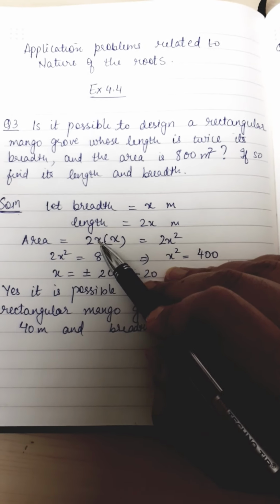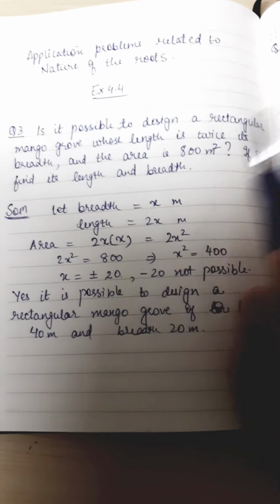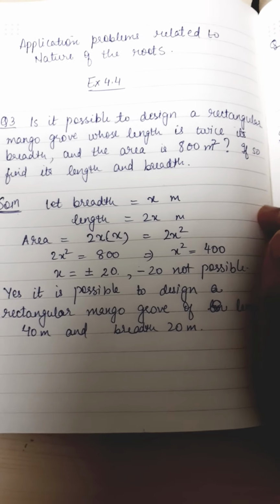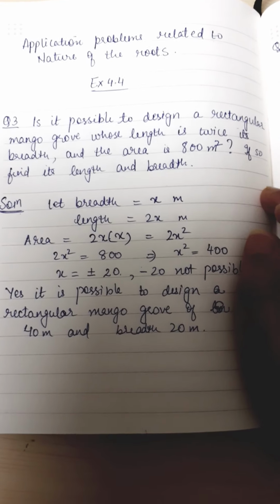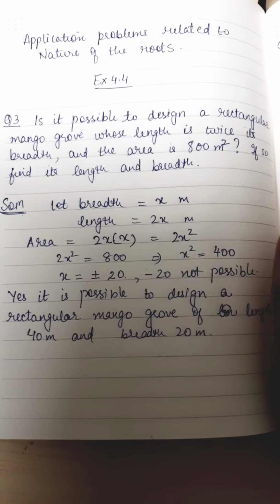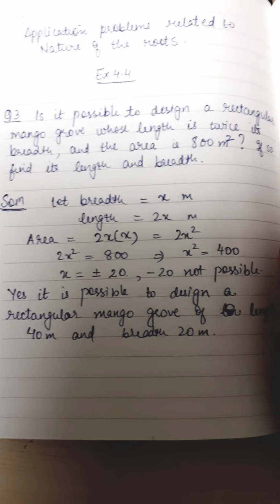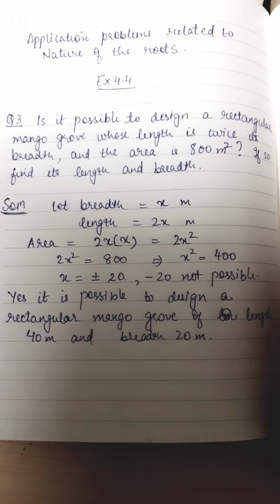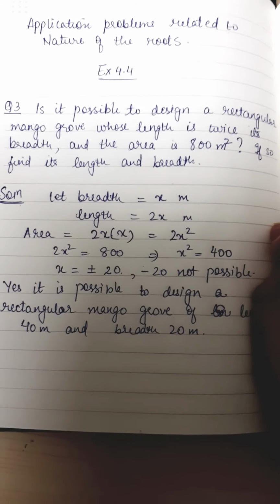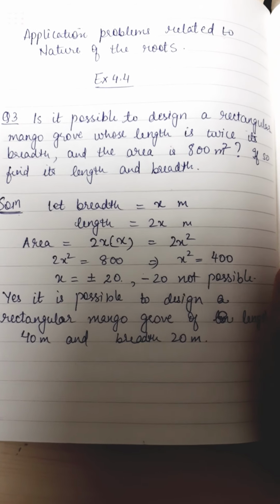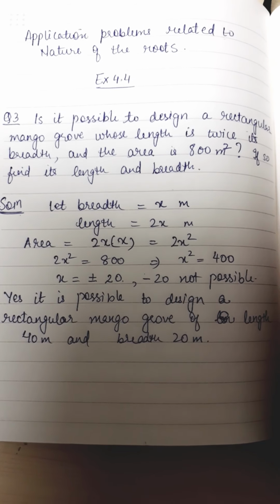So they have asked, is it possible or not? In such situations, you will find out the nature of the roots. For that, you need to find the discriminant value. If the discriminant is greater than 0, then they will have two distinct roots. If D is equal to 0, then the roots will be equal, and if D is less than 0, then it is not possible because the roots will not be real.